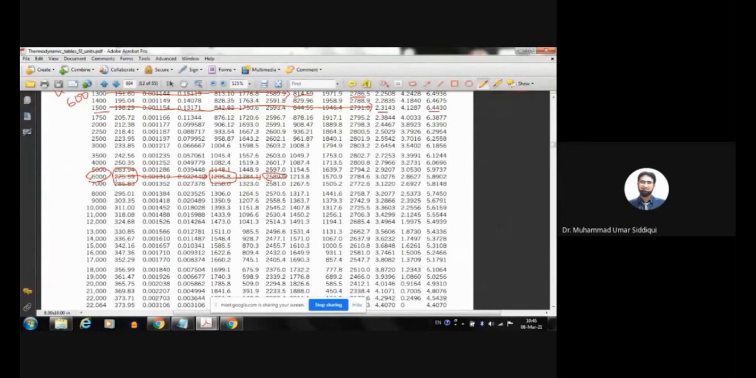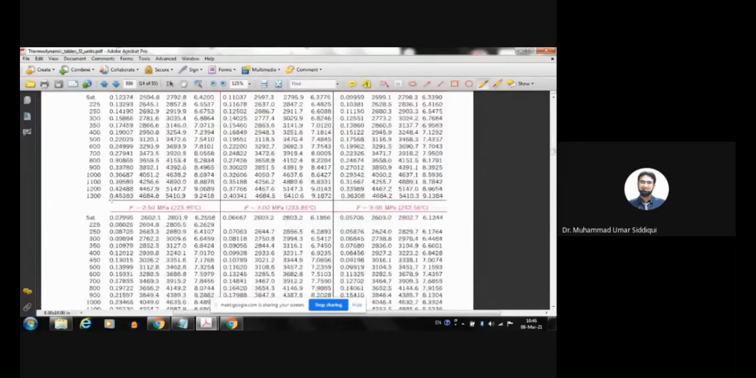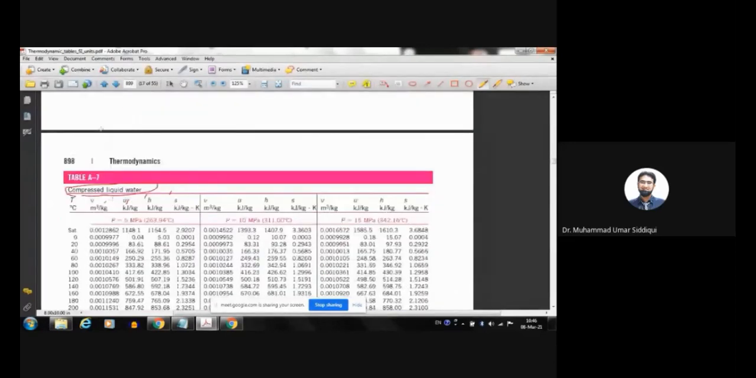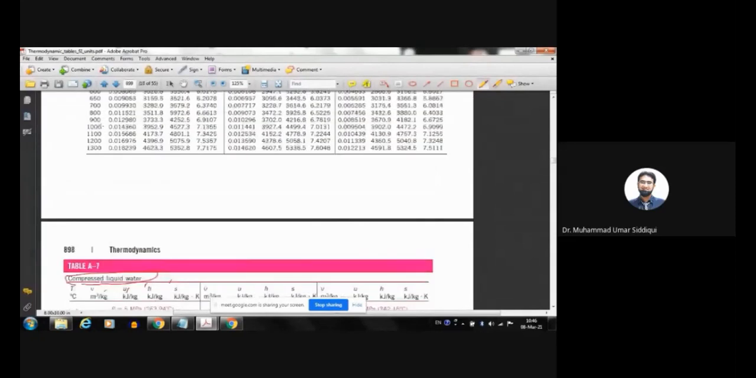So what we need to do is, now there are two ways. One way is that you move towards the compressed liquid table. This is the most accurate way. So it's table A7, compressed liquid water table. Corresponding to whatever the pressure and temperature you have, you can find the internal energy. This is one way. The other way is the approximate way, and I'm going to use the approximate way, and most of the time in the course for the compressed liquid table, we're going to use the approximate way.